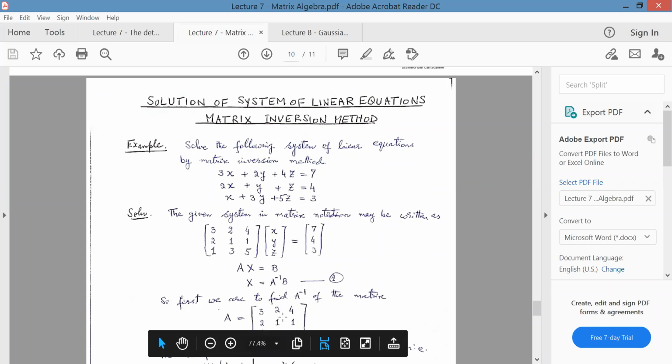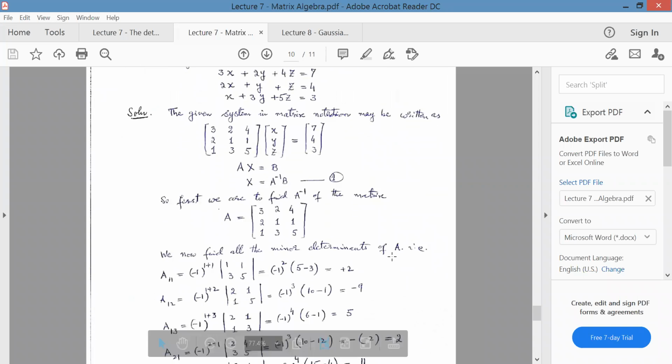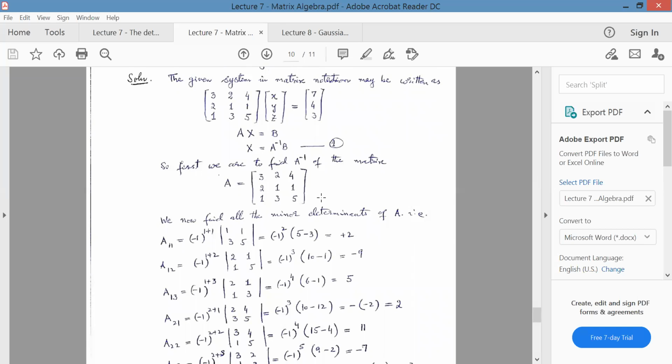So first we are to find A inverse of the matrix. This is your A matrix. Write down again, no problem. A is equal to 3, 2, 1 first column, 2, 1, 3 second column, 4, 1, 5 the third column. Okay, this is your matrix A.